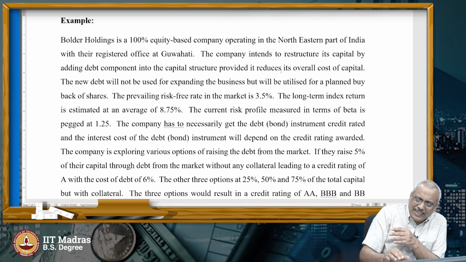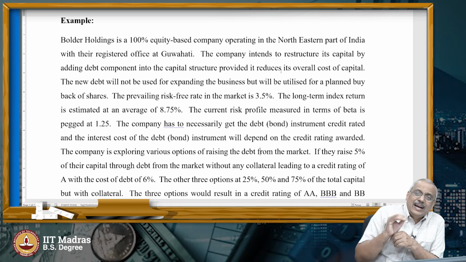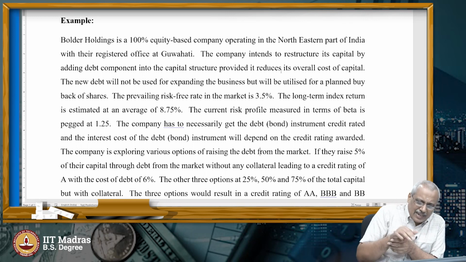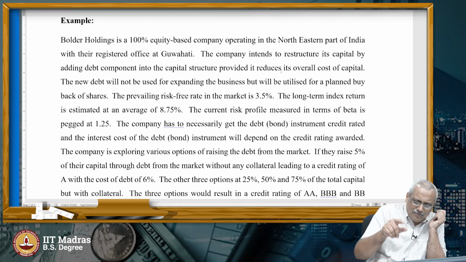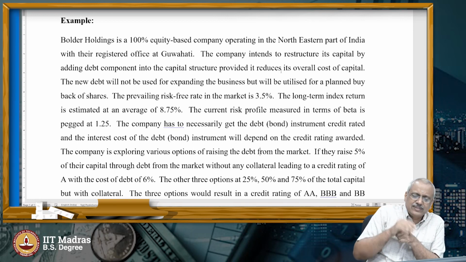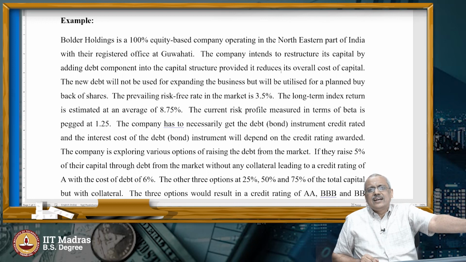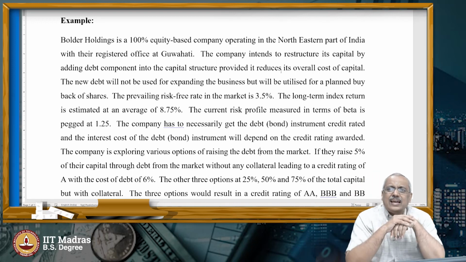The company has to necessarily get the debt instrument credit rated, and the interest cost of that debt instrument will depend on the credit rating that is awarded. That is what I explained to you. The company is exploring various options of debt in the market. If they raise 5% of their capital through debt from the market without any collateral, leading to a credit rating of A with a cost of debt of 6%. That is, no collateral, only 5% if they raise, the credit rating is A, their interest cost is 6%.